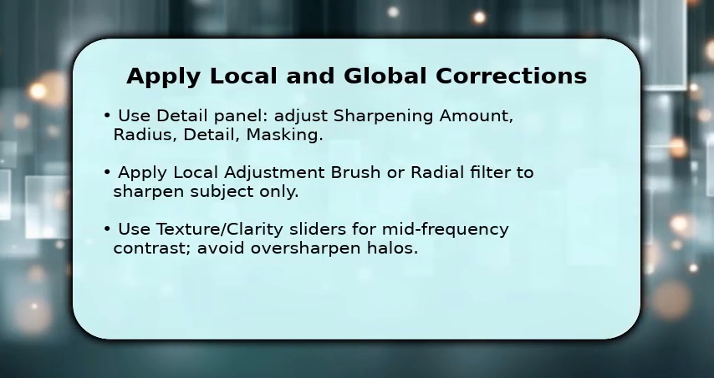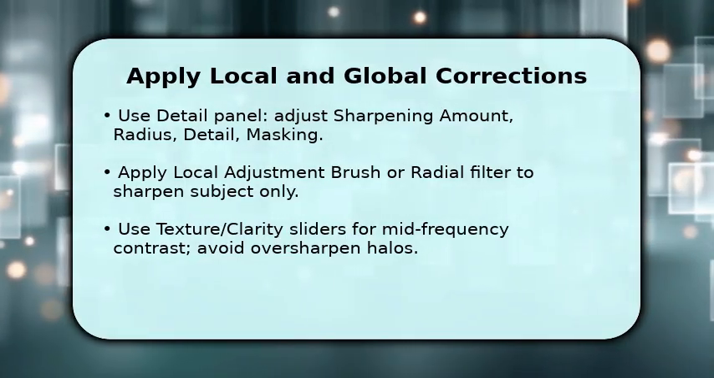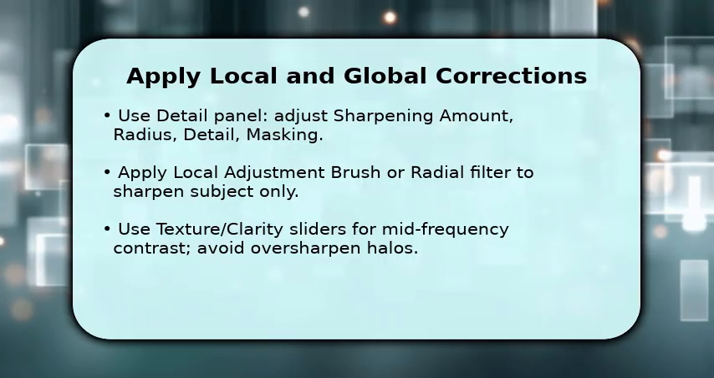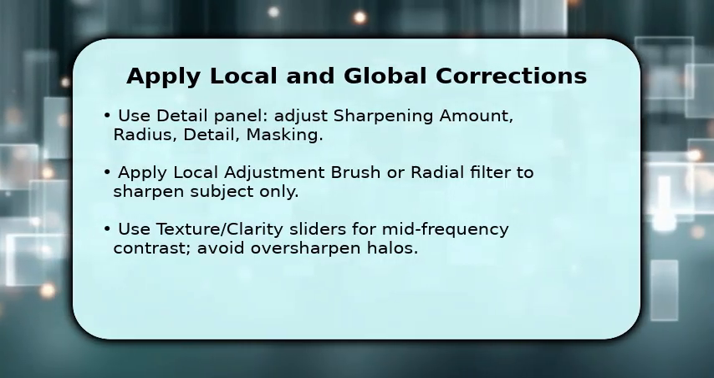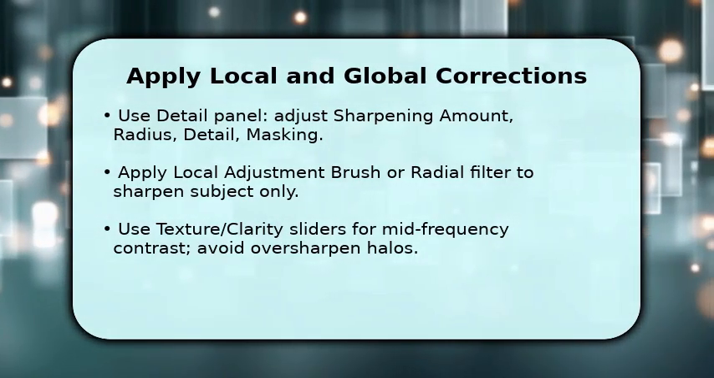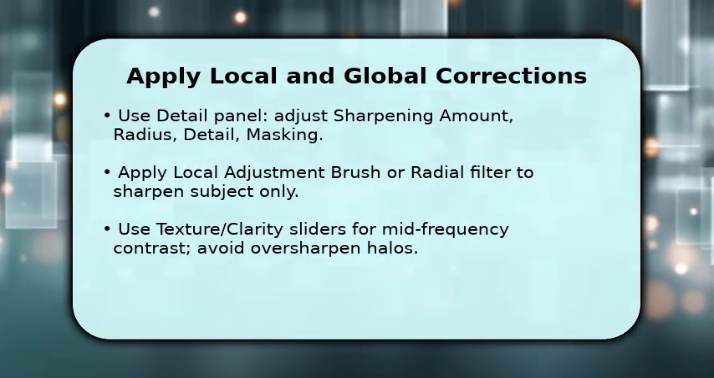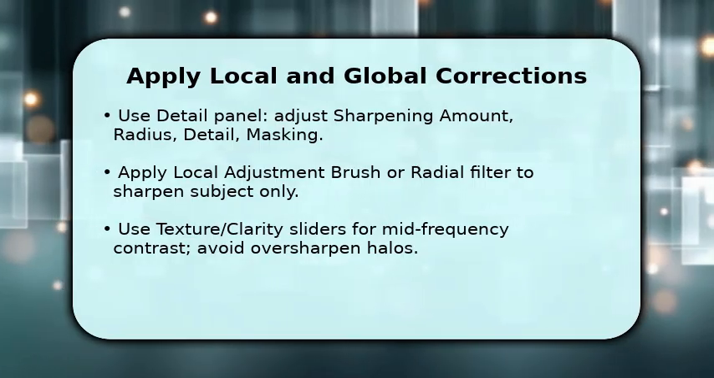Now apply corrections. Start with the detail panel and raise sharpening amount while keeping radius low for portraits or higher for landscapes. Use masking to protect smooth areas. Then, add an adjustment brush or radial filter over the subject and increase sharpening, texture, and clarity subtly so the eye is drawn to the point of focus.